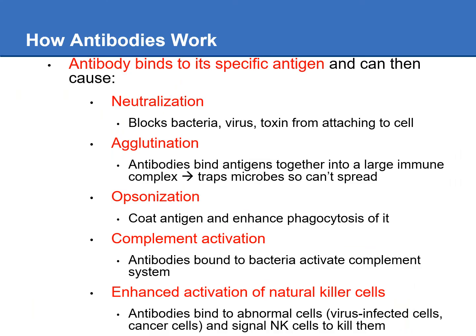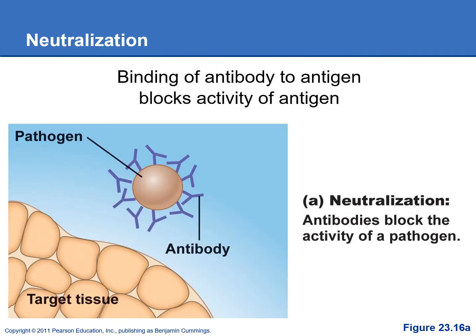Antibodies work in a number of different ways, and we're going to take a look at all of these, how they work. So the first way that antibodies work is through neutralization. So if the pathogen is bound with antibodies, it won't be able to bind to our cells and get inside. So that will block the pathogen from getting inside of us.